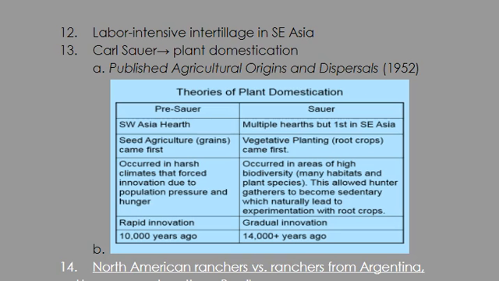According to the pre-Sauer thinkers, rapid innovation occurred. We just figured out farming super fast. According to Sauer, gradually we figured this out. Pre-Sauer, they thought that plant domestication had happened only 10,000 years ago, but Sauer believes that this happened over 14,000 years ago.